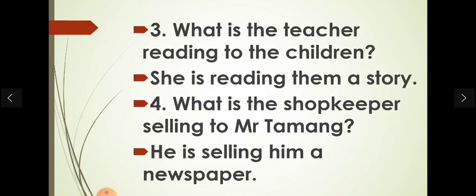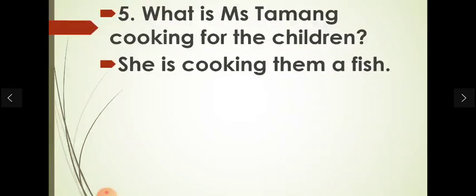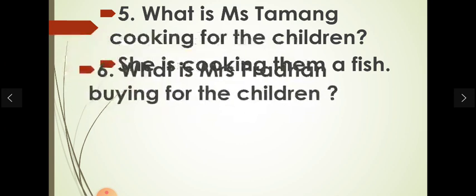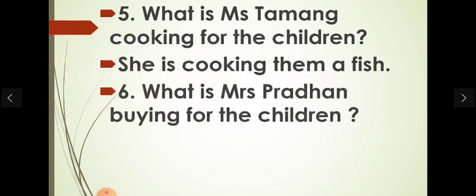What is the shopkeeper selling to Mr. Tamang? So here Mr. Tamang is indirectly related to the shopkeeper by the answer, that is, he is selling him a newspaper. Next is, what is Miss Tamang cooking for the children? She is cooking them a fish. Here, children are indirectly related to Miss Tamang. That she is doing work for them.